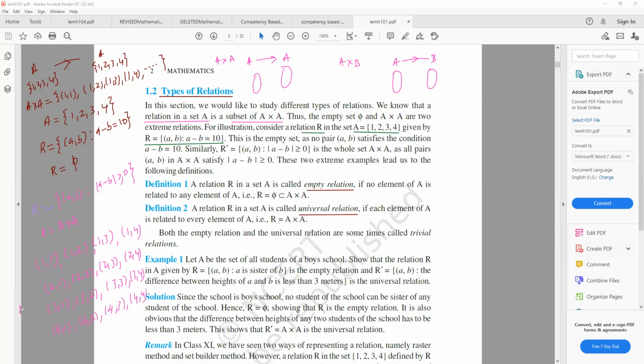This is A cross A. You can see that A cross A में already 16 elements हैं. So 2 to the power 16 relations. 2 to the power 16 कितना है? बहुत बड़ा नंबर है ना.